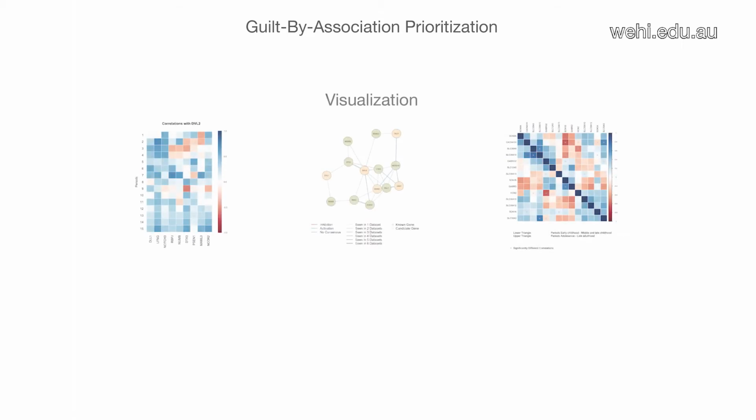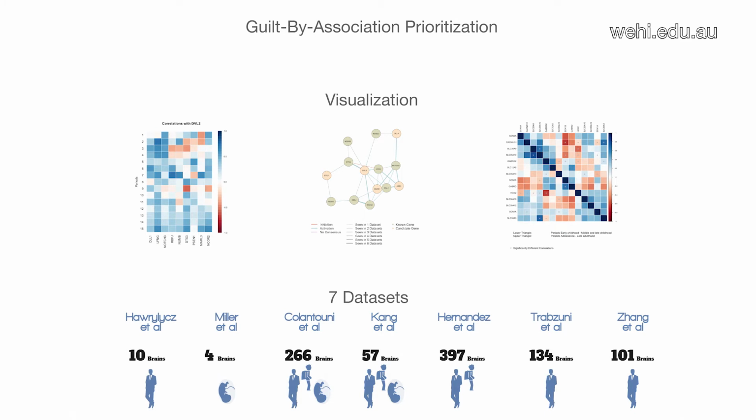coX is a tool that helps you to distinguish between genes that are likely to be involved in the brain disorder of your interest and genes that are not. To this end, coX uses a guilt by association prioritization approach as well as different visualization techniques in up to 7 large datasets of gene expression in the post-mortem human brain of different ages.